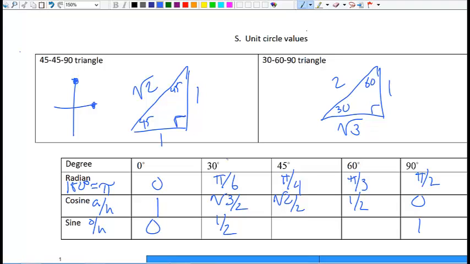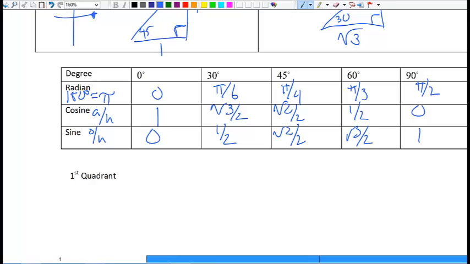Sine of 45, we get 1 over square root 2 again, so rationalize that to square root 2 over 2. And 60, we get the square root 3 over 2. Okay? And that's a very, very quick version of that.